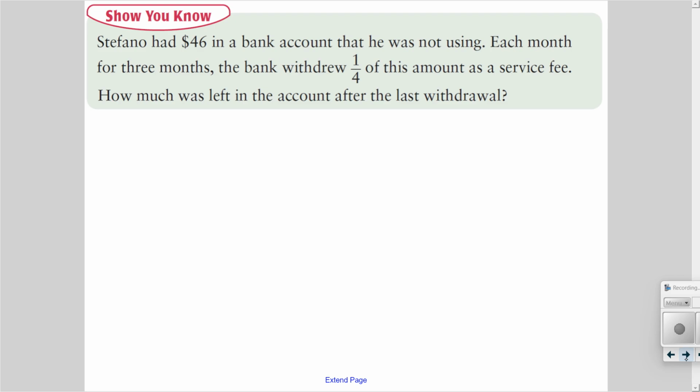Okay, in this one here, Stefano had $46. So since he has or had $46, that means it is a positive 46. Each month for 3 months, the bank withdrew, which means take away, a quarter of this amount as a service fee. So he's losing a quarter of his money and he has 46. So we're trying to figure out what -1/4 times 46 is.